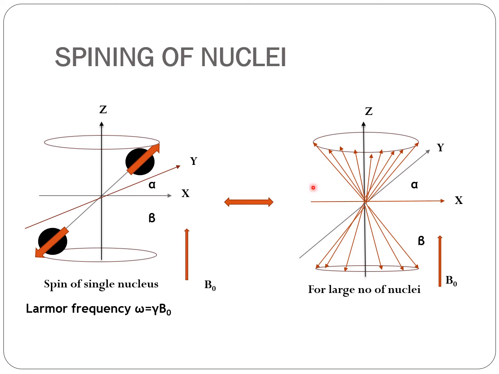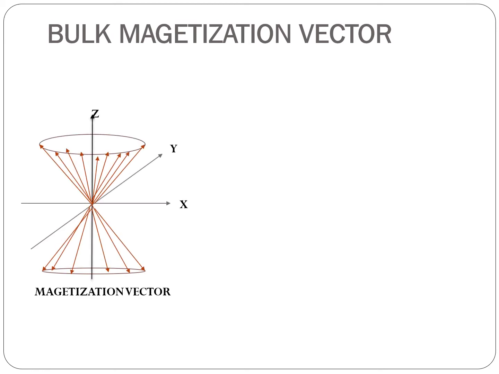But in this representation, we cannot take each and every nucleus into consideration individually. Therefore, we take the vector quantity of all these nuclei. They all have the same Larmor frequency, so we can add up all the nuclei present in a molecule. That is called bulk magnetization.